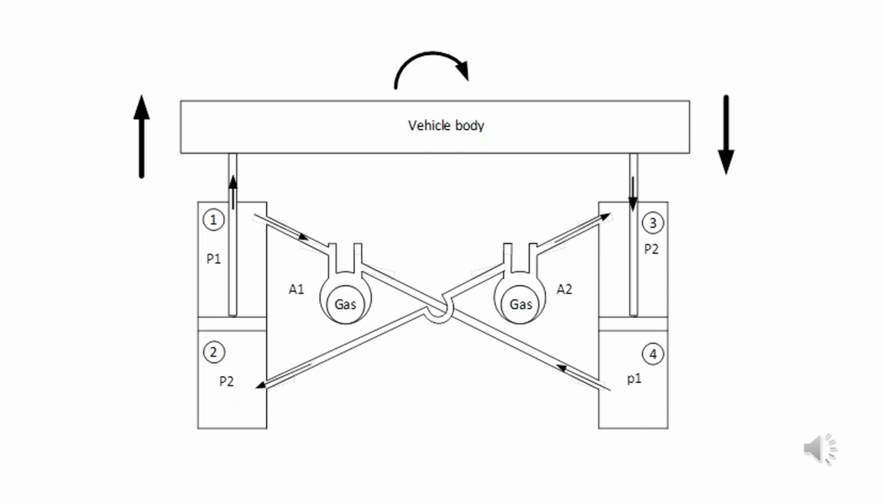Okay, let's go through roll mode. In roll mode, chamber 1 and chamber 4 are compressed, and so the chamber volume is decreased. Therefore, oil flows into accumulator A1, and so gas in the accumulator is compressed and its pressure increases. The pressure in accumulator A2 also decreases, and so it results in extra force generation in roll mode.